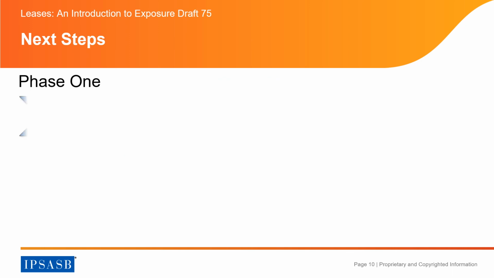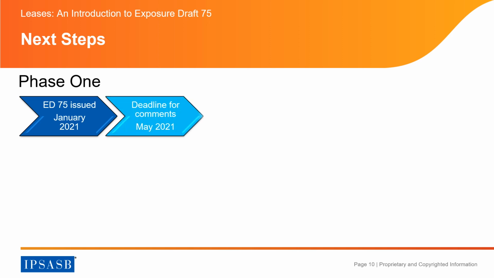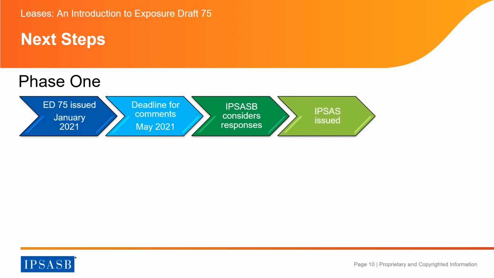Thank you, Joao. ED 75 represents Phase 1 of the Leases project and was issued in January 2021. We encourage you to respond to the ED by May 17, 2021, which is the deadline for comments. The IPSASB would greatly appreciate and benefit from different points of view as it progresses towards finalizing the standard. The IPSASB will consider a first review of responses received at its June 2021 meeting and will look to issue an IPSAS on leases once it has completed this process. Depending on the responses received, the IPSASB's target is to approve the IPSAS on leases in March 2022.